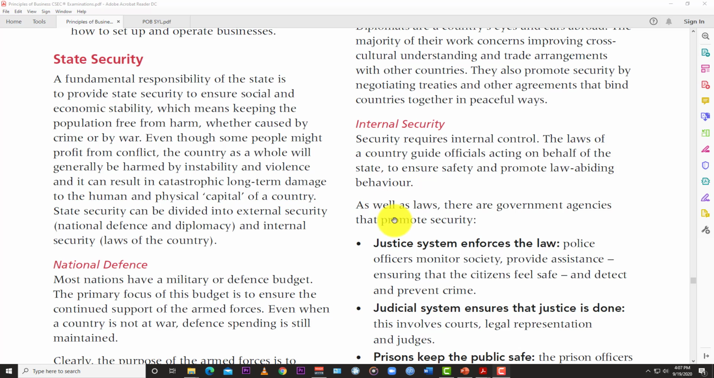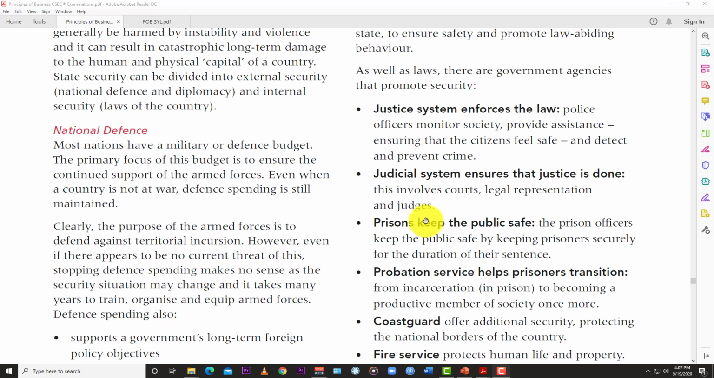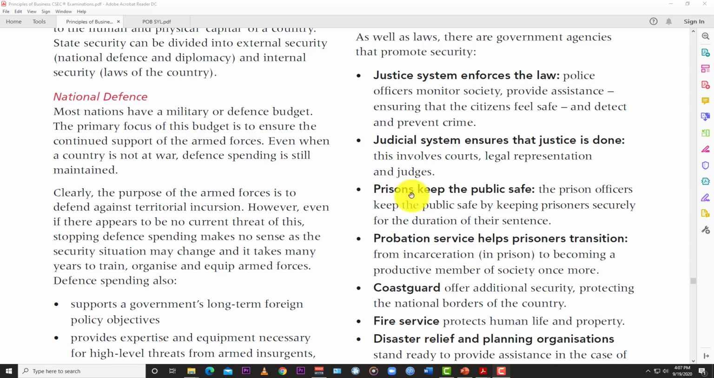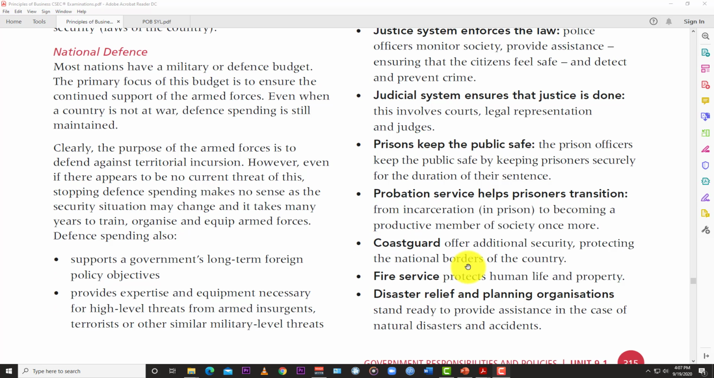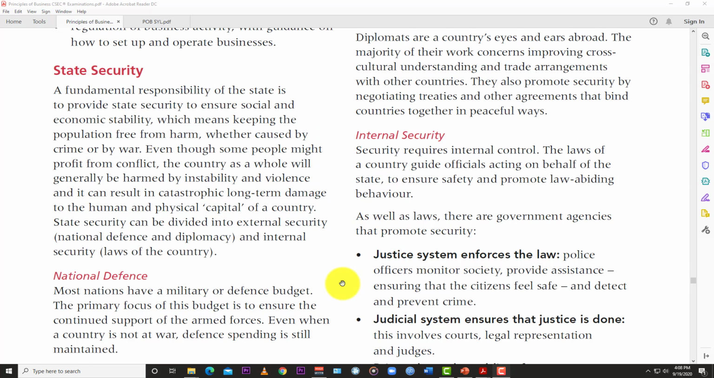They are the ones who set the laws and put the systems in place to make sure that the laws are being upheld. So you have your Coast Guard, probation services, prison system, judicial system, the fire services, and disaster relief and planning organization. All those are part of the overall state security that the government is in charge of.